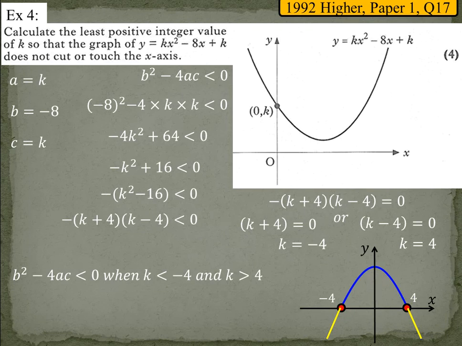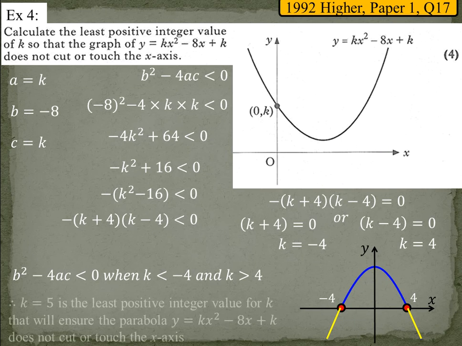So b squared minus 4ac is less than 0 when k is less than minus 4 and greater than 4, because it's two separate intervals, so you need to write it as two separate intervals. Now, that doesn't quite answer the question, because we've been asked to calculate the least positive integer value. So we need to look at the positive values of k only, so we can ignore the negative ones for the solution, not for the overall working, but for the solution we've been asked. And we're looking for the least positive integer. Well, it's got to be greater than 4, so 4 is not included here.